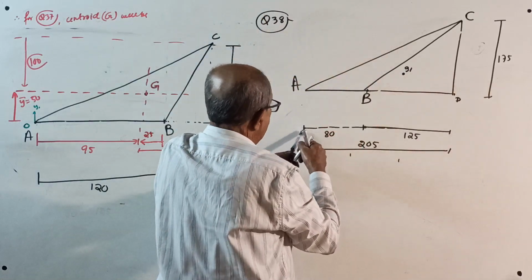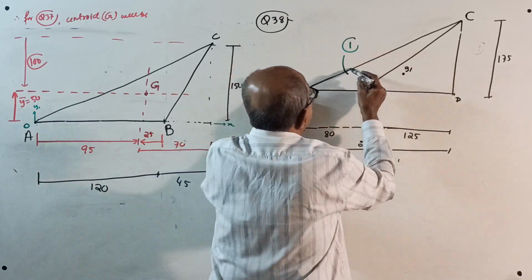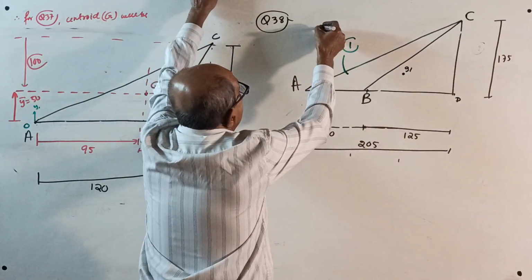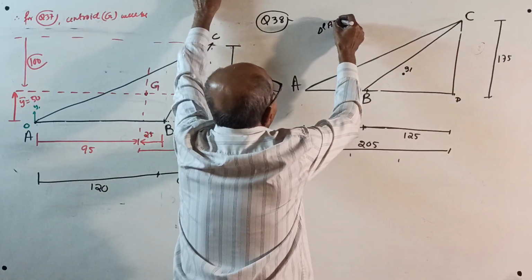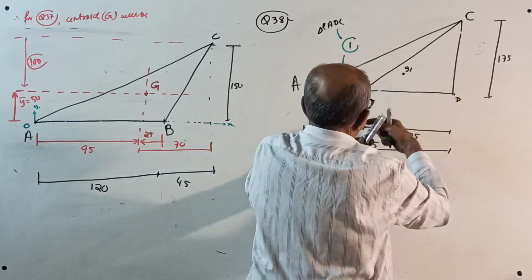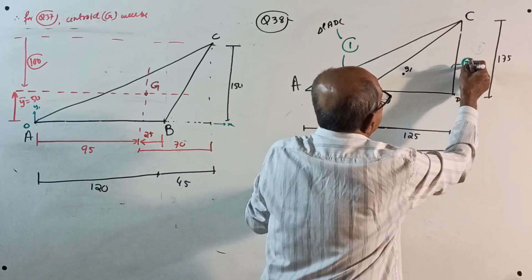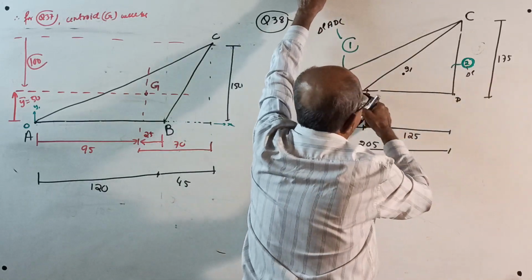Figure number 1. Be careful. This is your figure number 1, that is this full figure. This is triangle, which one? Triangle ADC. This is your figure number 2. Actually, I should not explain this much. Figure number 2 is cut out. That is triangle BDC.